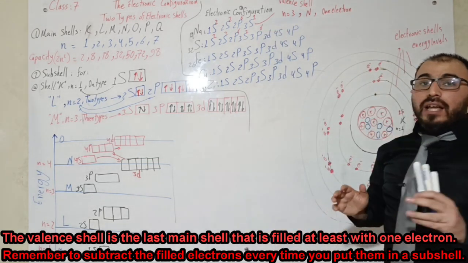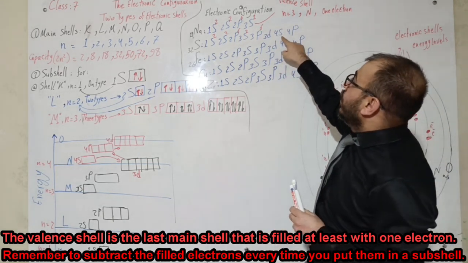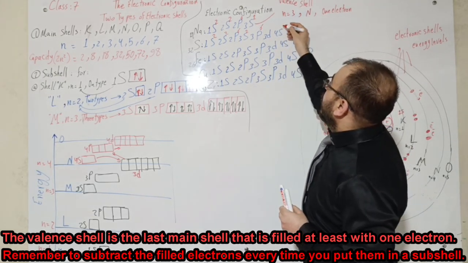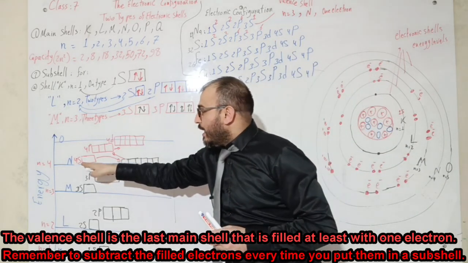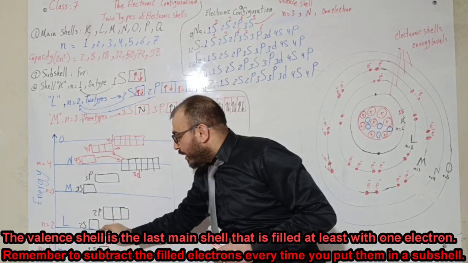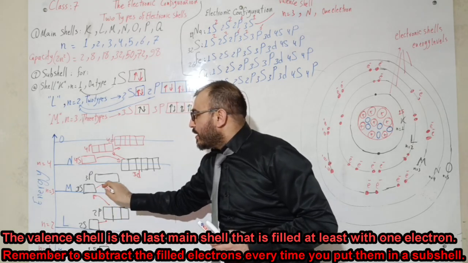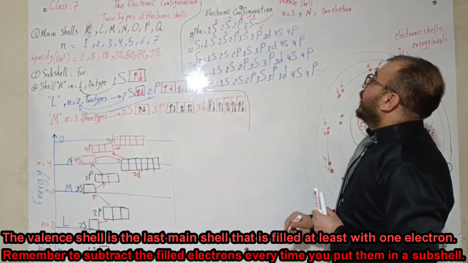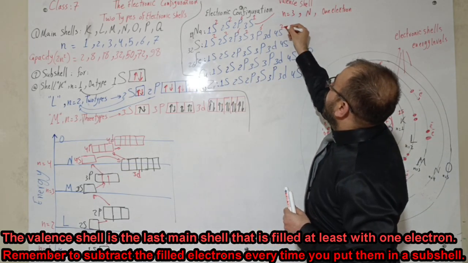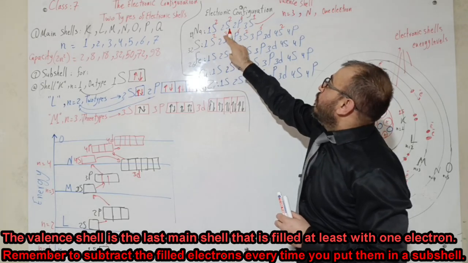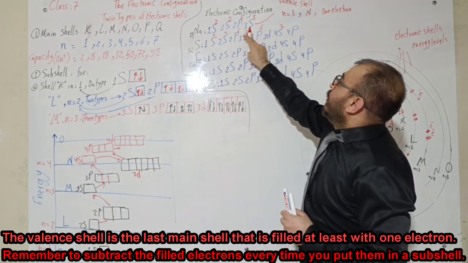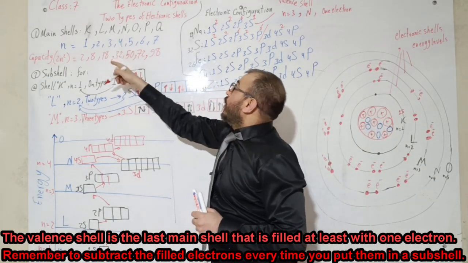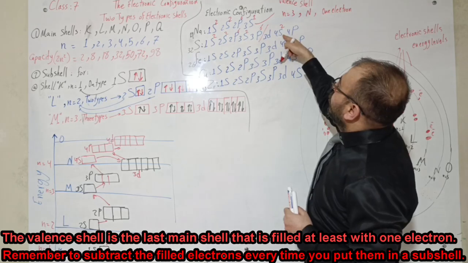And again, my friends, as you all know, I start filling from 1s, 2s, 2p, 3s, 3p, then I go to 4s, then 3d, because generally 4s has lower energy. Here we have 2 electrons. Count with me, please. 2 and 2, 4, 6, 10. And here we have 18, as you all know. Third shell has 18. Here we have 20.